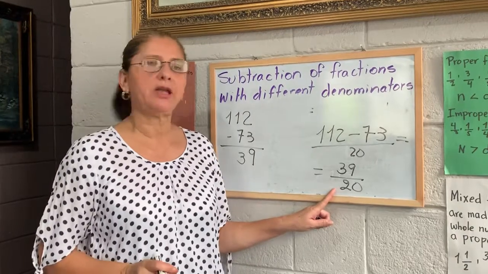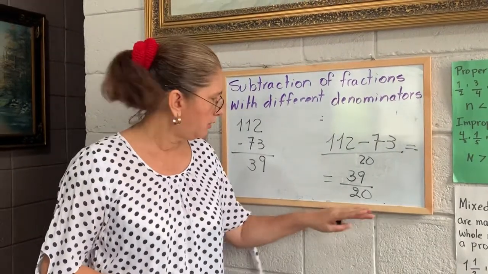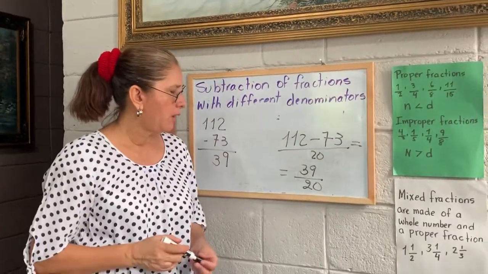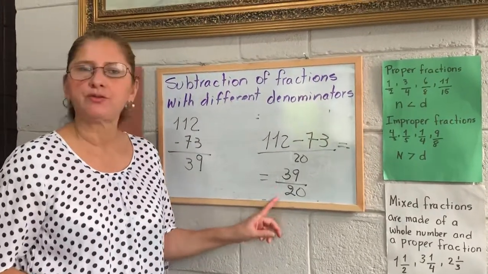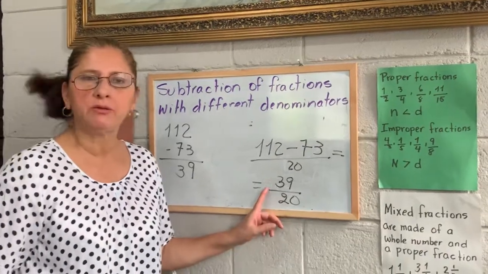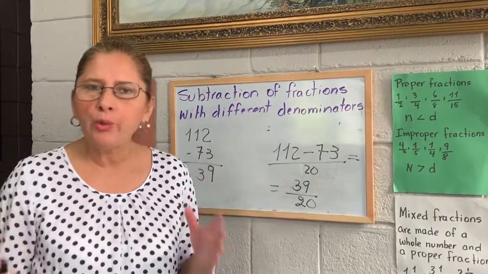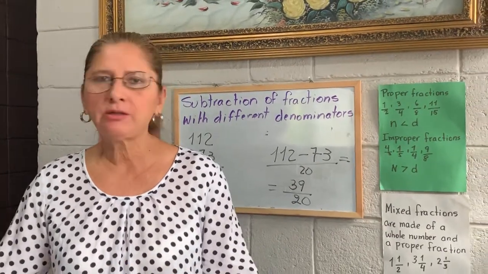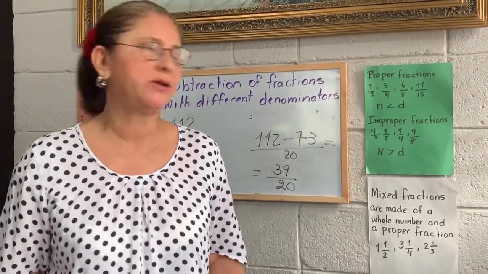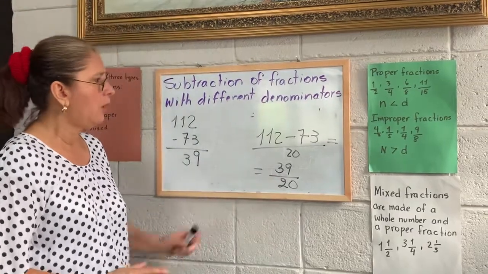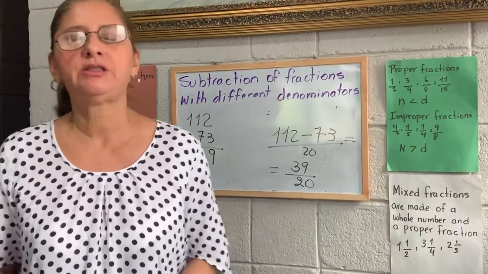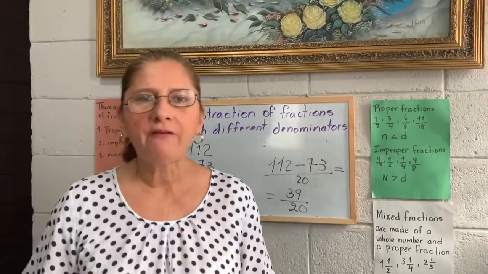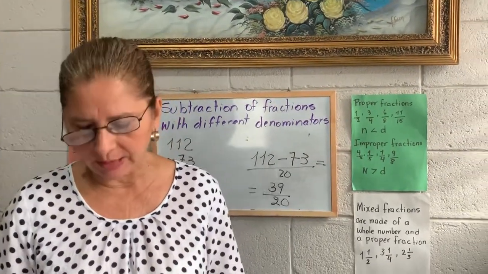This is the answer, 39 over 20. Because this fraction we cannot simplify, we leave it as an improper fraction. This is the result. We don't simplify unless we can simplify the fraction. If you cannot simplify, just write the fraction. Okay, this is the procedure to subtract or add fractions with different denominators.